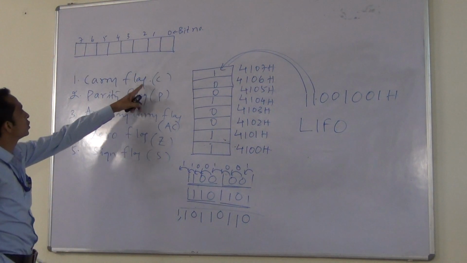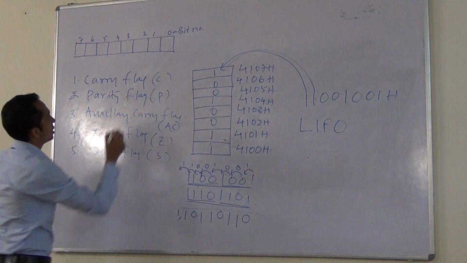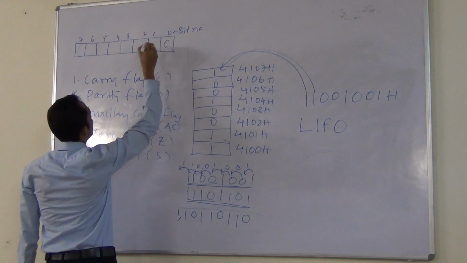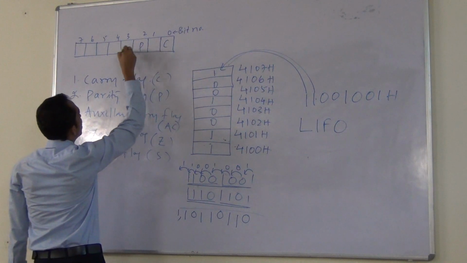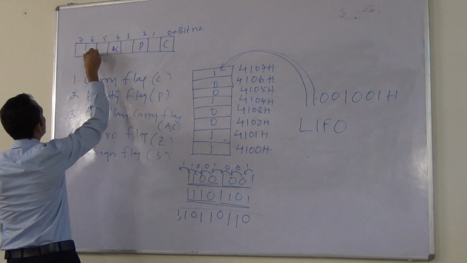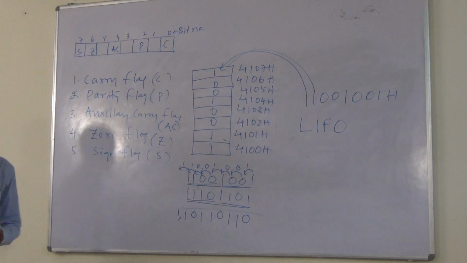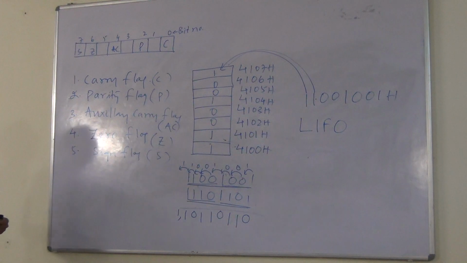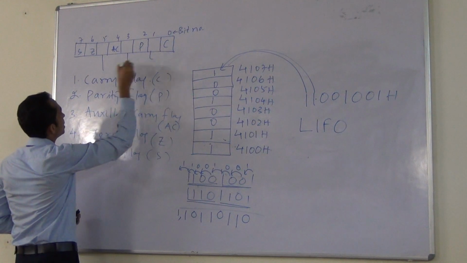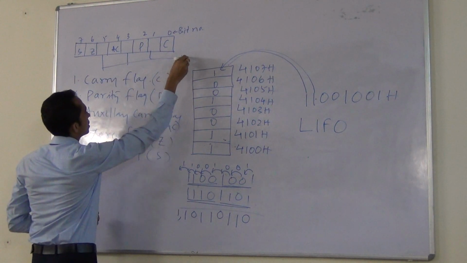So if I am going to find out this one, the flags will appear in this order: carry, undefined bit, parity, undefined bit, auxiliary carry, undefined bit, zero, sign. Okay, carry, parity, auxiliary carry, zero, sign. And these 3 undefined locations are known as the undefined bits.